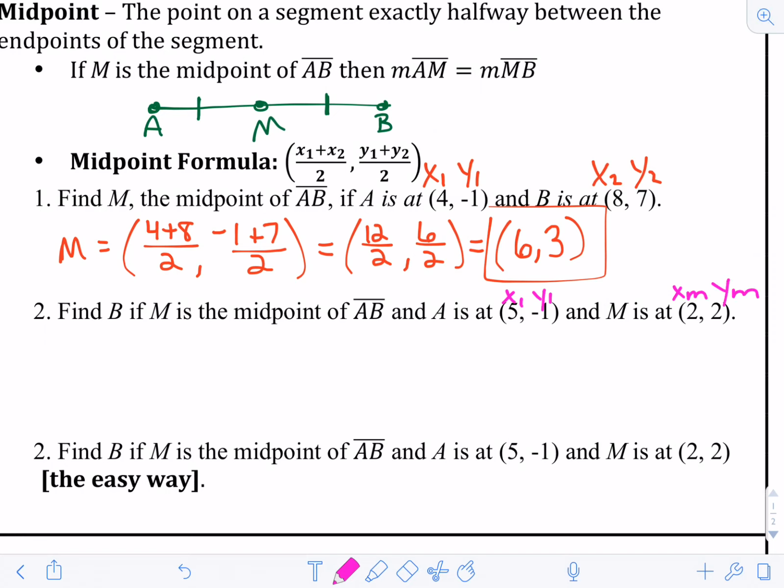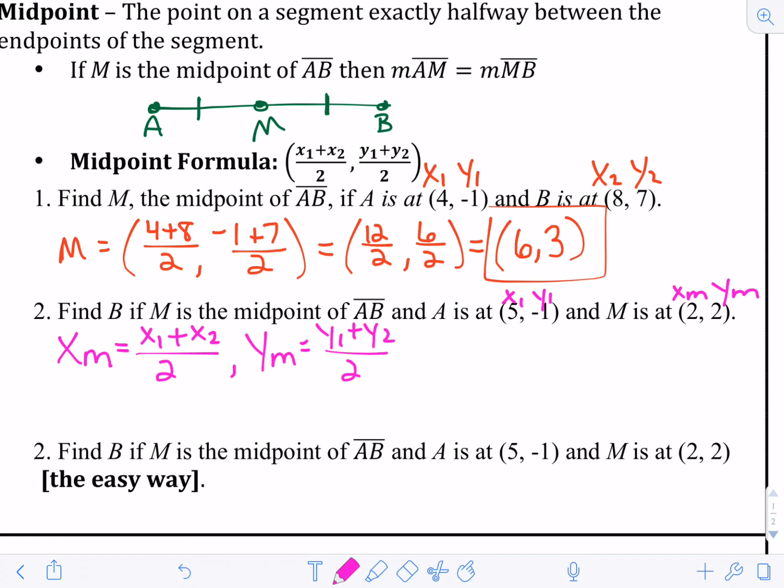Okay, so to find the xm, which is just the x value of your midpoint, it's x1 plus x2 divided by 2. Alright, and for ym, it's just y1 plus y2 divided by 2. Okay, what we have to do now though is plug in what I know and solve for x2 and y2.